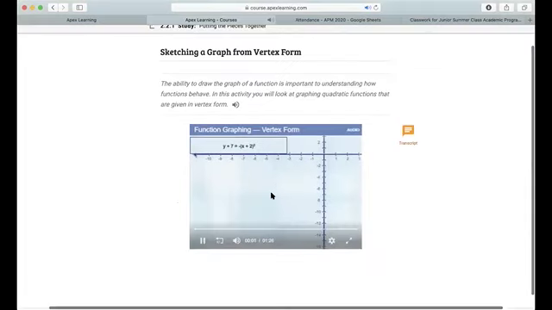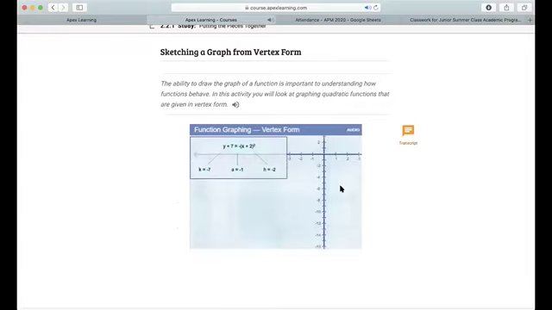Practice sketching the graph of a function given in vertex form. First, note that the graph will open downward since a equals -1, which is less than 0. Next, you can find the vertex of the parabola with h and k. h gives the x-coordinate of the vertex, and k gives the y-coordinate. So the vertex is located at x equals -2, y equals -7. This also gives you the axis of symmetry, which is just the line passing through the x-coordinate, x equals -2.